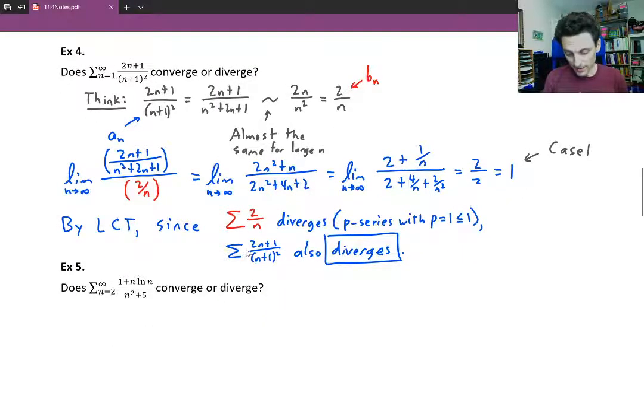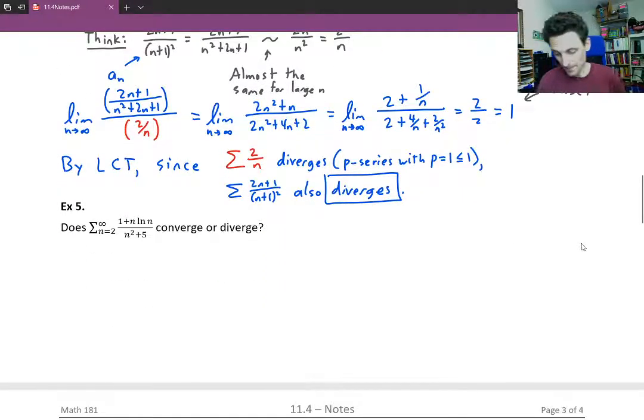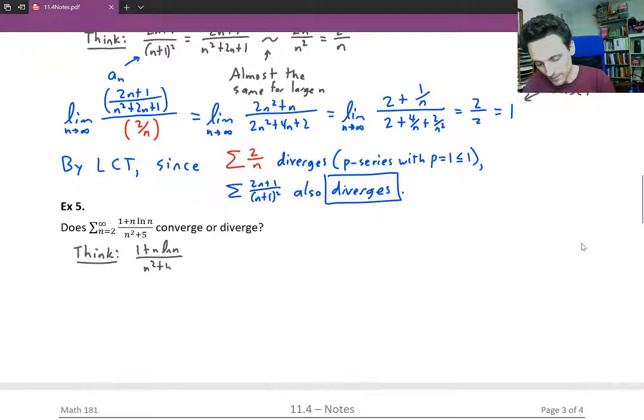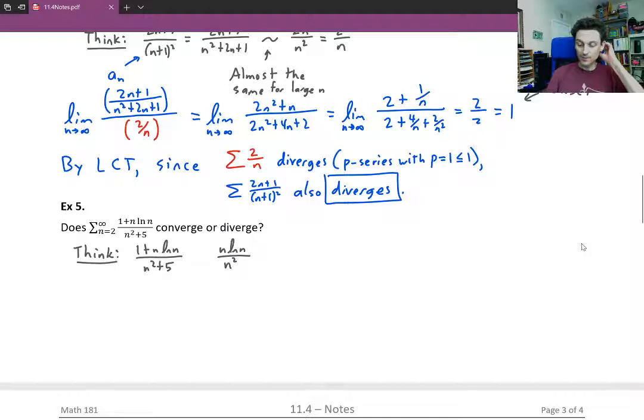Let's look at example 5 and see what's going on with that. Here again, we're going to think about lunch this time. No, we're going to think, what are the leading terms of the top and the bottom? Well, the top is the n ln n. The bottom is n squared.